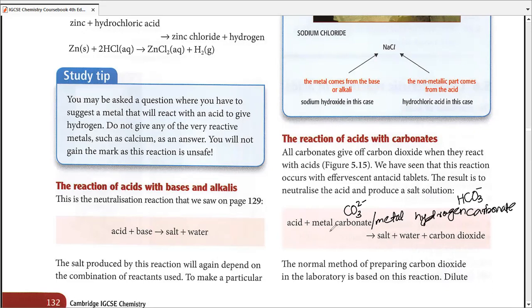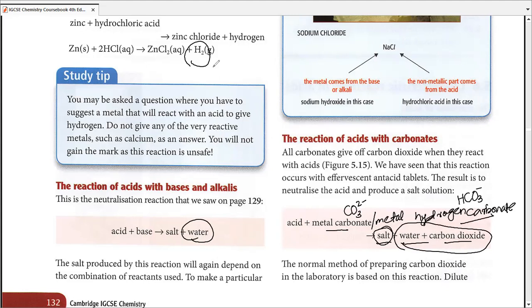So either this ion is present or this one. In both cases, the results are salt, water, and carbon dioxide. So you would see in all of these three reactions, salt must form. Either it gives us hydrogen with metal, water with the base or alkali, or water and carbon dioxide both with a carbonate or a hydrogen carbonate. These are the products that accompany salt in this kind of reaction.